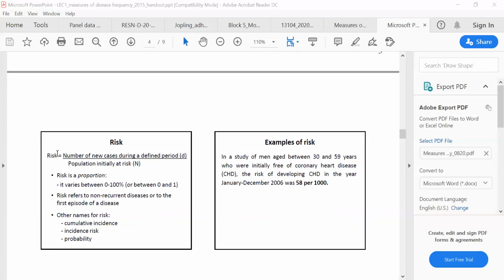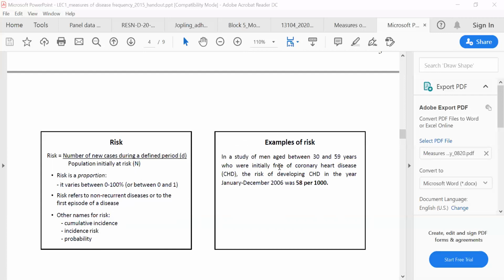Why? Because what is on top and below is the same. So it varies between 0 to 100%, or between 0 and 1. If you express it as a percentage, it's 0 to 100, but if you don't express it as a percentage, it's 0 to 1. Risk refers to non-recurrent disease or to the first episode of the disease. Other names used for risk are cumulative incidence risk, or a probability. These words are used interchangeably.